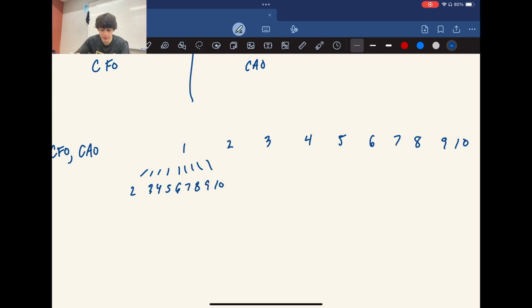If 1 gets the first position, then 2 through 10 are eligible to get the second position, and the same would go down the line. The only difference being if 2 got the position, then it would be 1, 3, 4, 5, 6, 7, 8, 9, and 10 who are available for the second position.